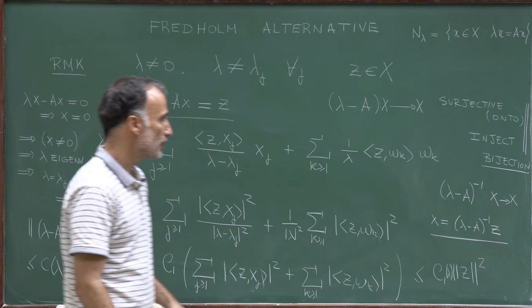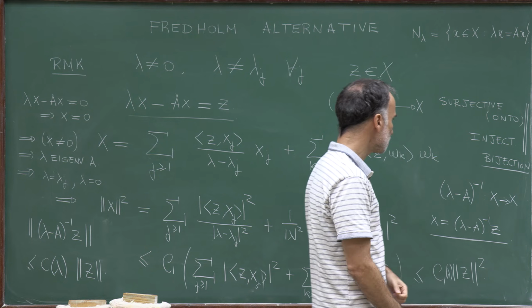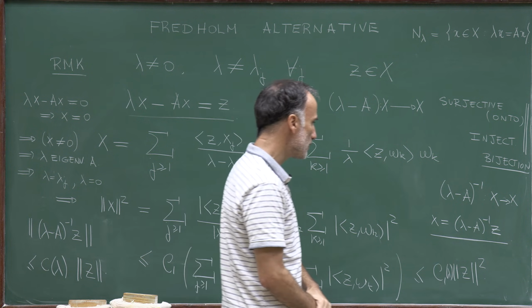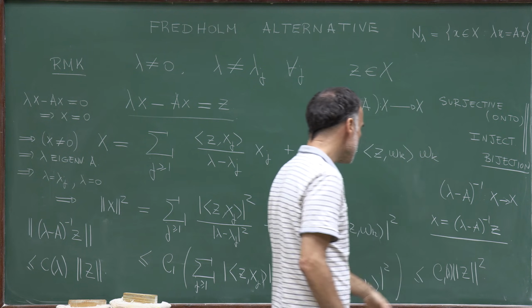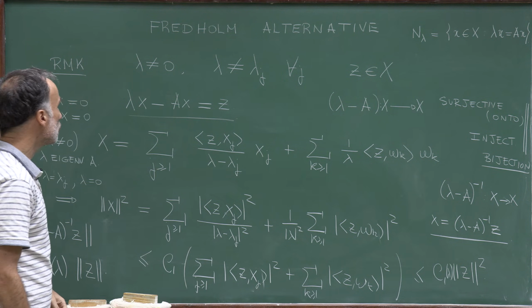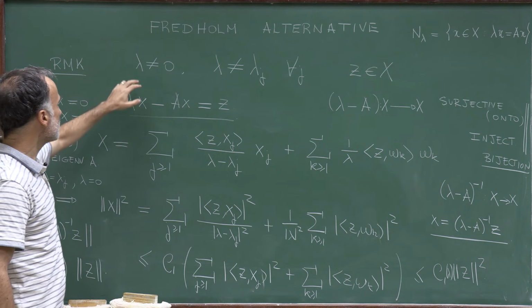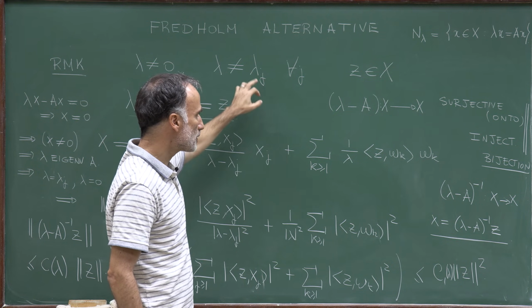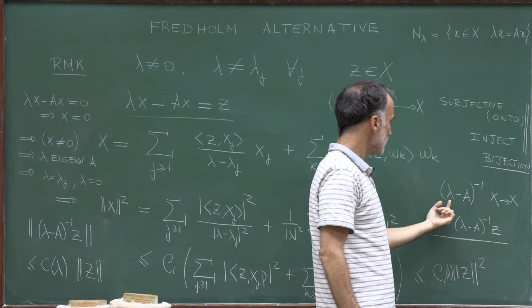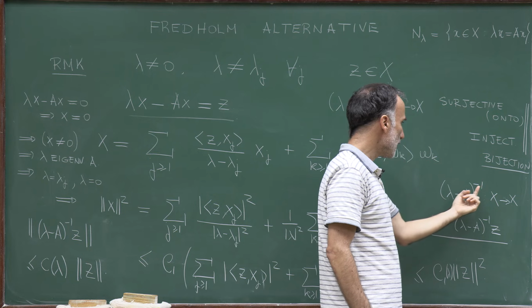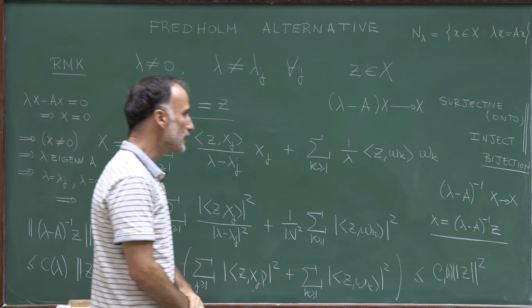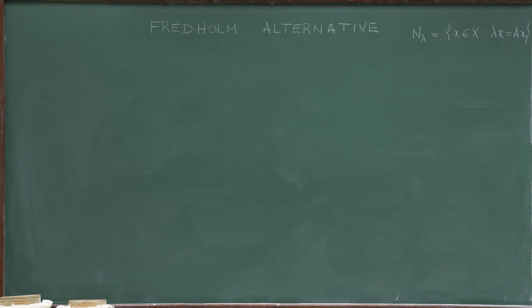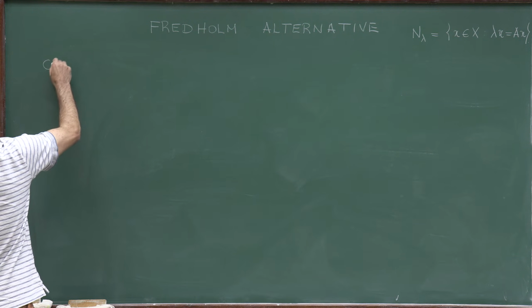So not only does there exist an inverse, of course we know that since this operator is linear, the inverse is linear, but the inverse is also a bounded operator. So what we just proved is that if λ is different from 0 and different from all λ_j's, then the operator (λ - A)^-1 is a bounded linear operator from X to X. So let me prove a corollary to the previous theorem.